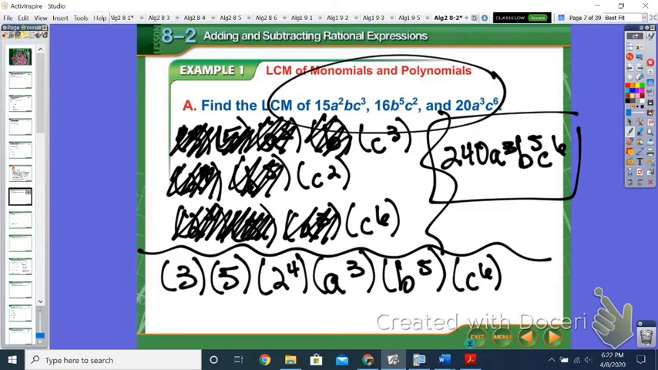And then b's are b to the 1st, b to the 5th, and then there's no b, so we want the highest one, which is b to the 5th, and then c to the 6th is the highest, so that's why we take that one. The only weird thing is your coefficients, right? But again, if you do a prime factorization and take the highest exponent for each, that's one way to do it. All right.